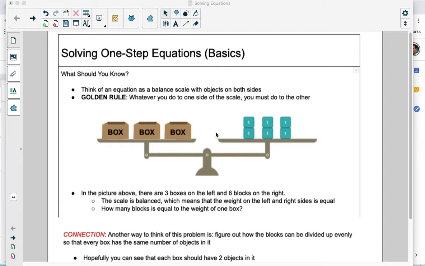One-step equations, the basics. What should you know? Think of an equation as a balance scale with objects on both sides. The golden rule of solving equations is whatever you do to one side of the scale, you must do to the other. Okay? Whatever you do to one side of the equation, you must do to the other.